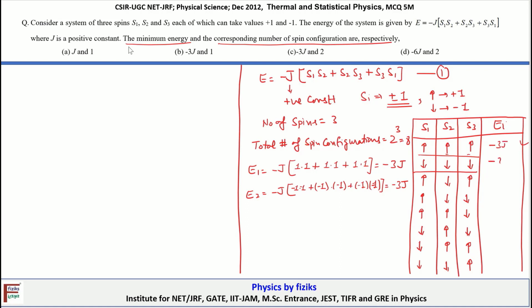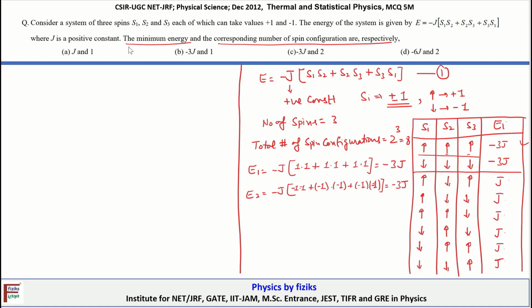This is minus 3J and this is also minus 3J, when all 3 spins are pointing either in the upward direction or downward direction. And for the remaining configurations, one can easily verify that the corresponding energies are J, J, J, J, J, and J. So this way we have only 8 possibilities, 1, 2, 3, 4, 5, 6, and these 2 possibilities with minimum energy of minus 3J.